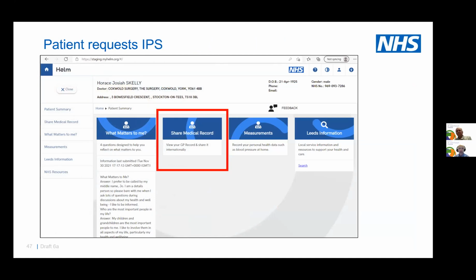In this case, the way the NHS app and login works is it'll take you through to any authenticated system. In this case it's Helm, but there are other systems that could work. It's basically a patient health record. This is an open source coded system. And you would look to click on the shared medical record information. As you can see, it's very like a normal patient health record. It has summary information and other information you may wish to include.